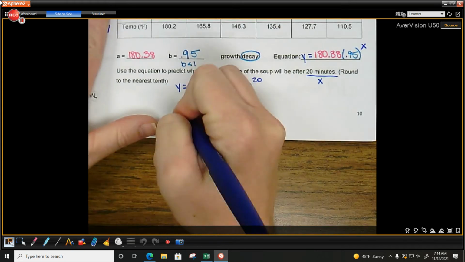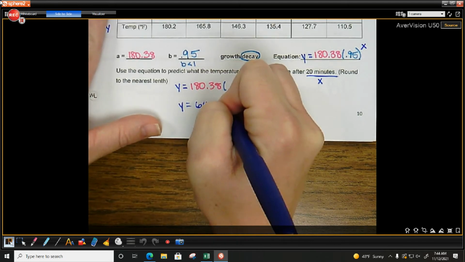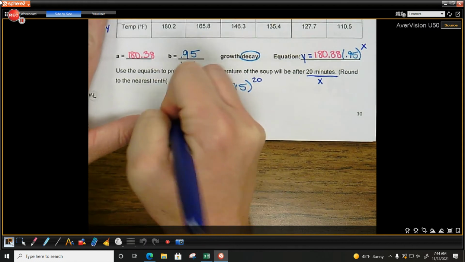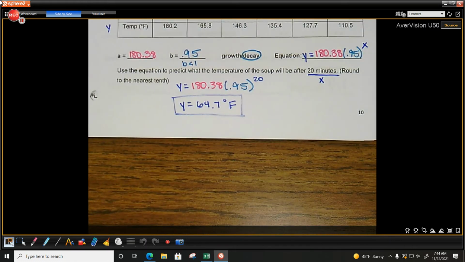Okay, so Y equals 64.7 degrees Fahrenheit. Remember, these real-world problems should have units because these numbers now represent something. Okay? We good? Okay, let's do another one.